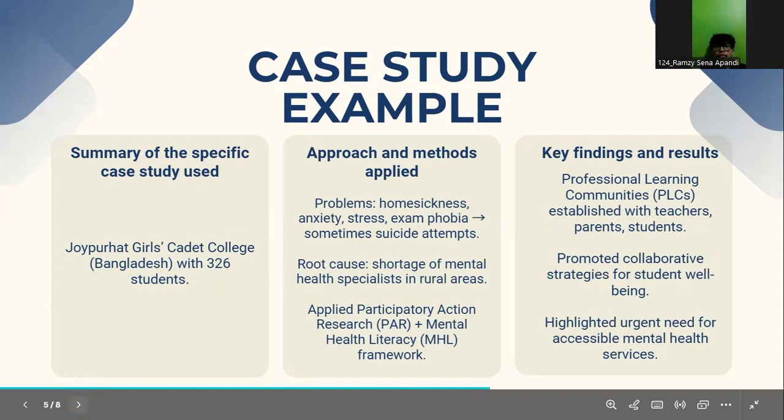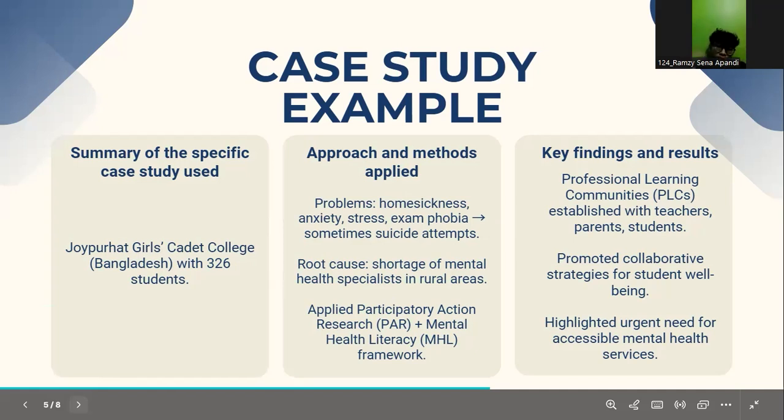All right, let's move to the case study. The Joypur Hat Girls Cadet College in Bangladesh, with 326 students. The case study at the Joypur Hat Girls Cadet College, or GGCC, explored the mental health issues that teenage girls who lived apart from their families in a strict setting encountered. With 326 cadet students, problems including homesickness, anxiety, study stress, and exam phobia were shown to be a major concern.